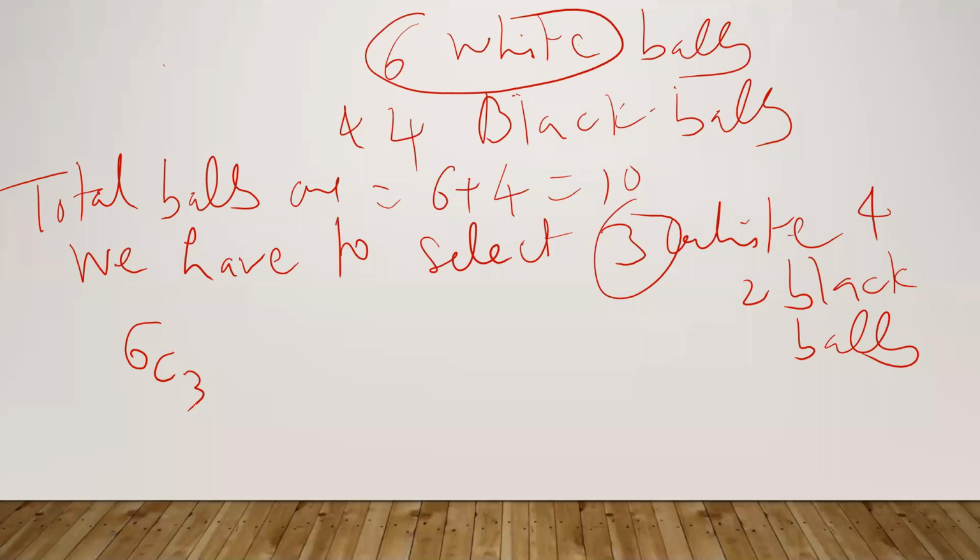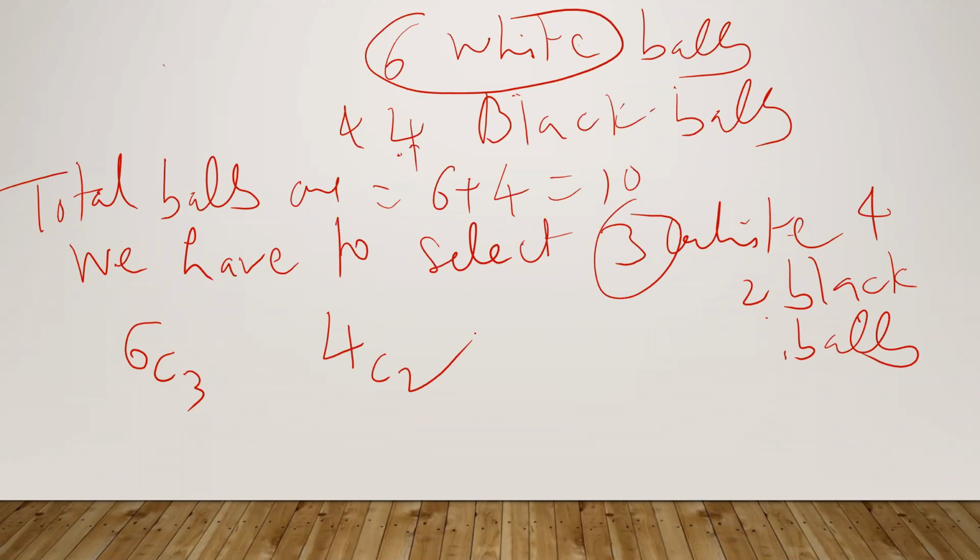Okay. And I have to select 2 black balls. There are how many black balls? 4 black balls. So out of 4 black balls, I have to select 2. That can be done in how many ways? 4C2 different ways. You remember the fundamental theorem?